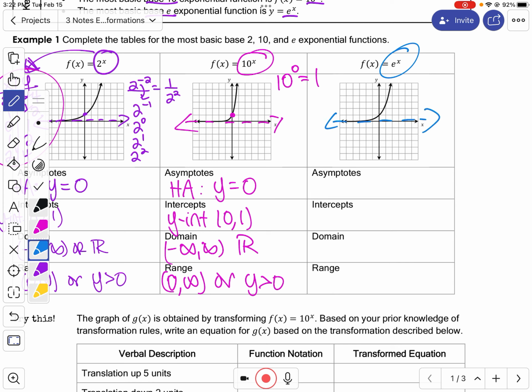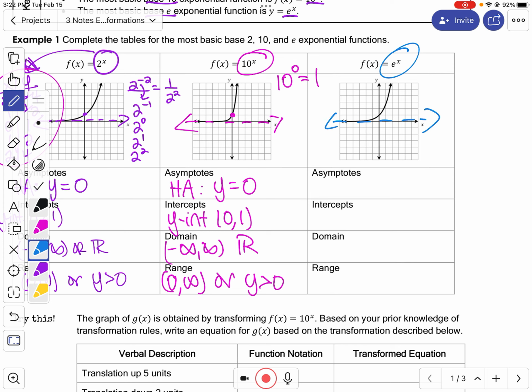So I'm going to go back. So when x is negative 6, our y would be negative 5.875. Negative 5 would be negative 5.75. Negative 4 would be negative 5.5. Negative 3 would be negative 5. Negative 2, that should be negative 5, my bad.